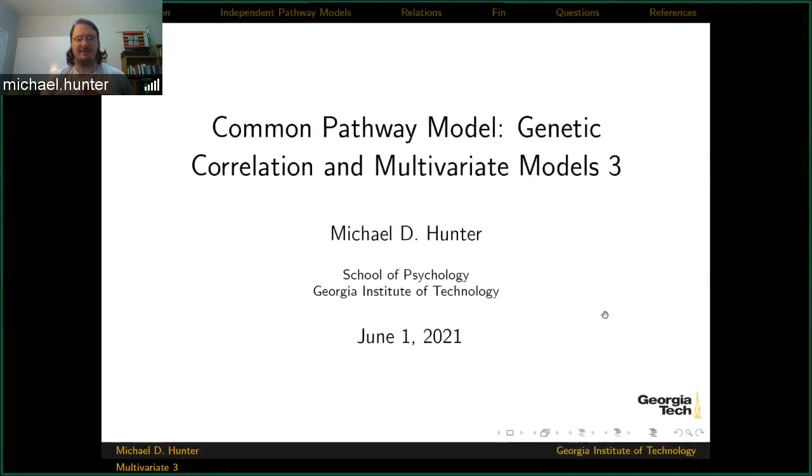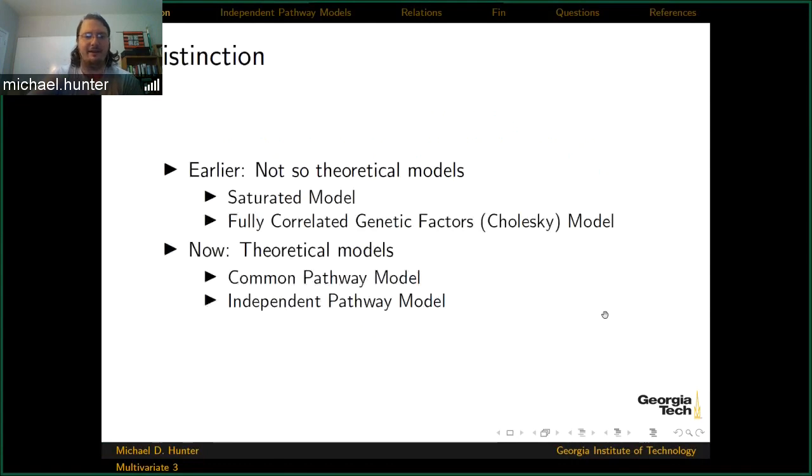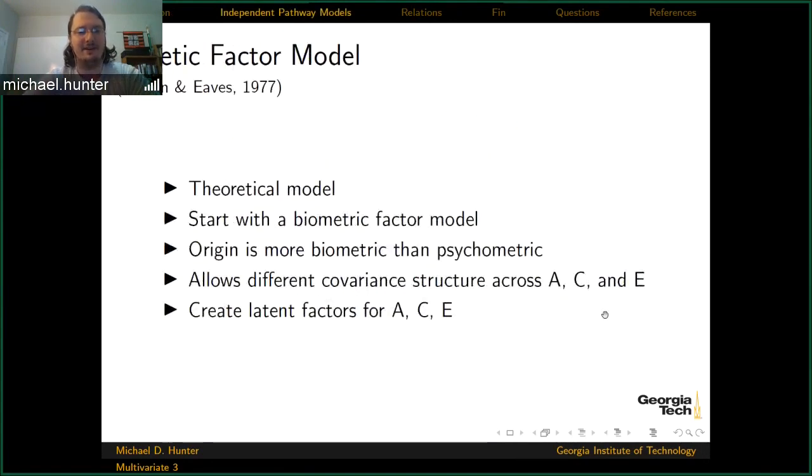Getting on to the third installment of this lecture series, so now we're going to be talking about the independent pathways model. Again, we make the same sort of distinction that I mentioned before, between the fully correlated genetic factors model, formally known as the Cholesky model, versus the more theoretically driven models like a common pathway model or independent pathway model. Here we're talking about the independent pathway model.